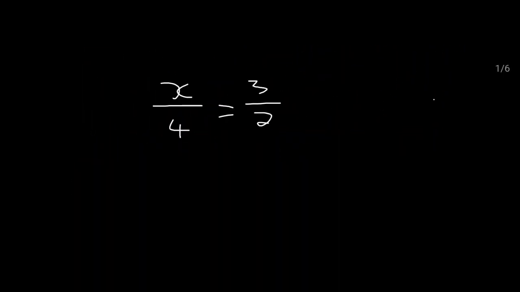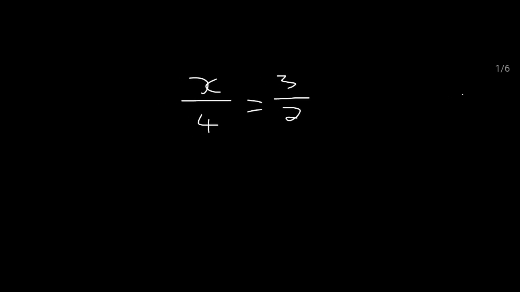Now we're looking at an equation with fractions. We have x over 4 equal to 3 over 2. What should come to your mind when you see fractions and need to solve for x? There are two methods in this video, but the first one is cross multiplication.